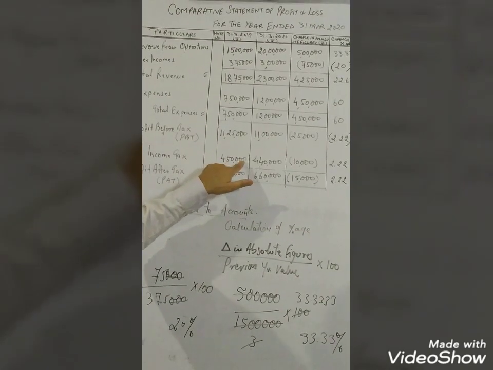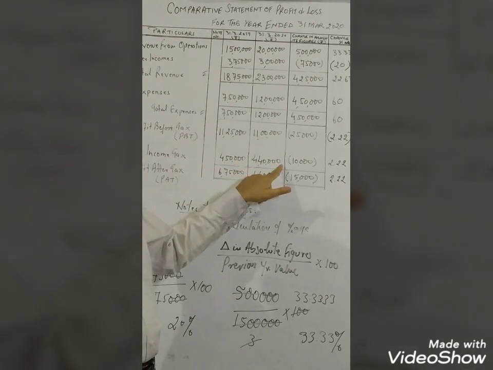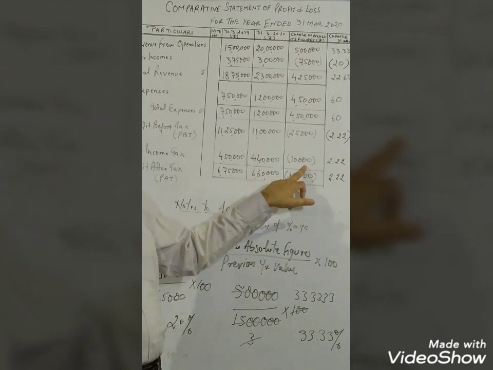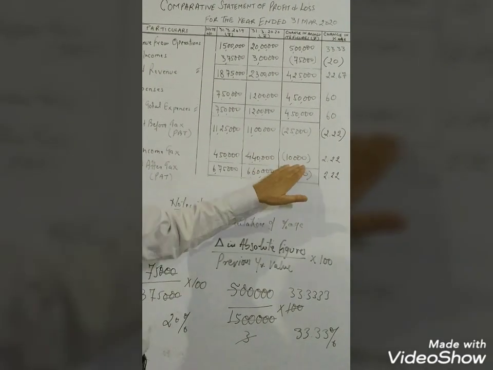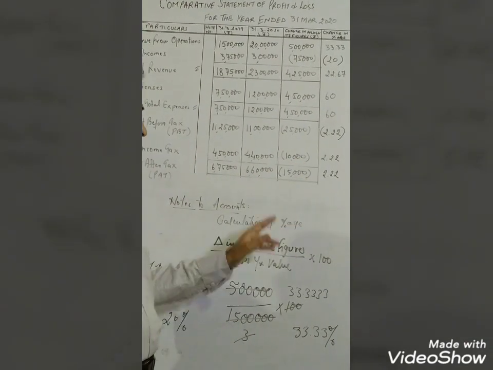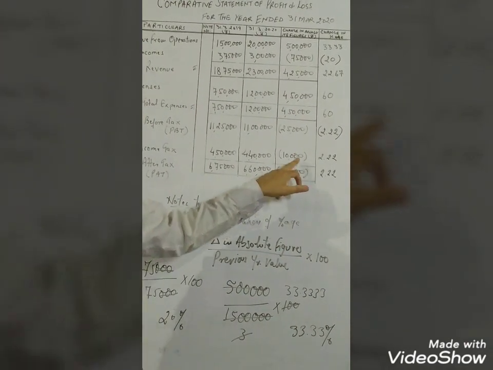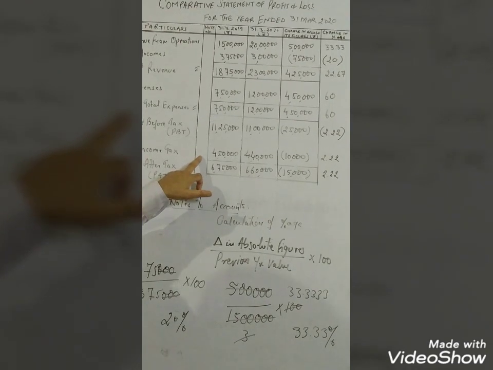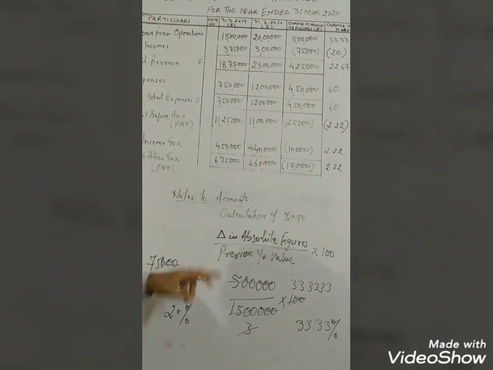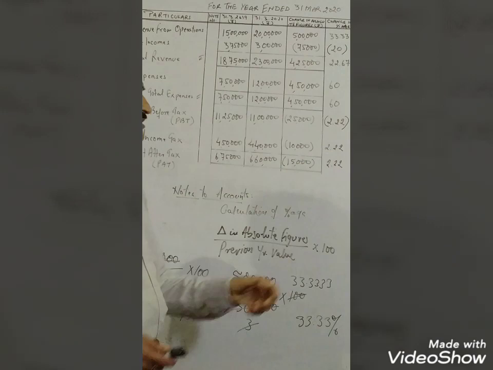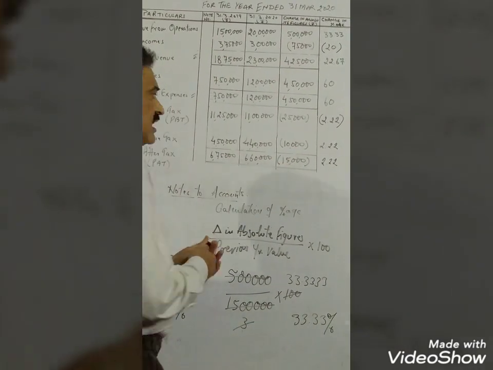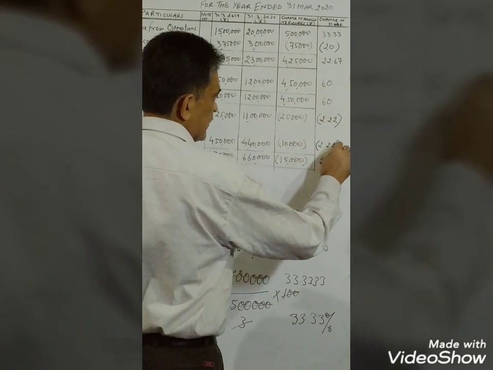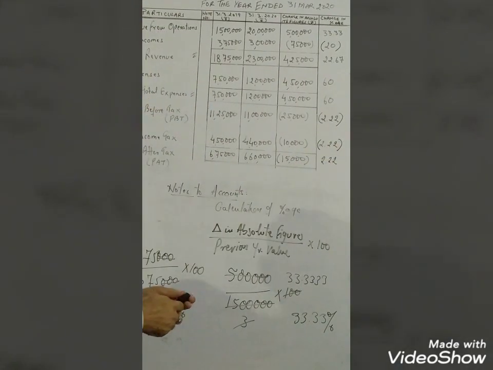From 4 lakh 50,000 to 4 lakh 40,000, there is a decrease of rupees 10,000. It will be shown within brackets, and it is to be converted into percentage again by dividing 10,000 by rupees 4 lakh 50,000 and multiplying with 100 to arrive at 2.22%. Since this is a decrease in the value, we have to show this within brackets. This is a negative value.